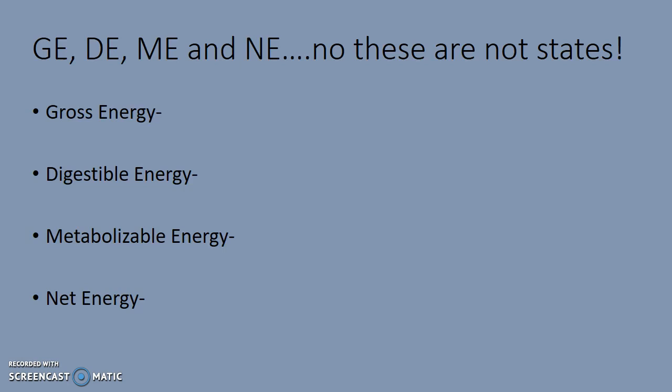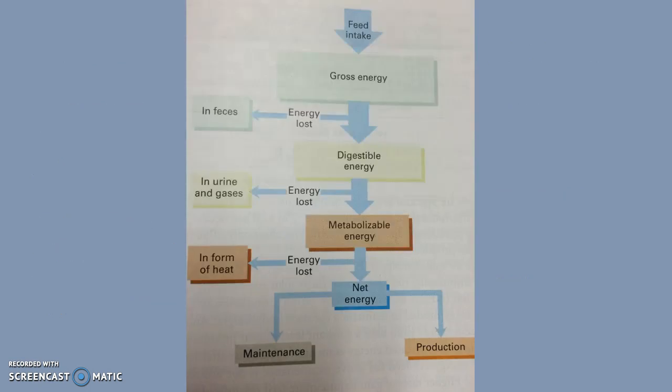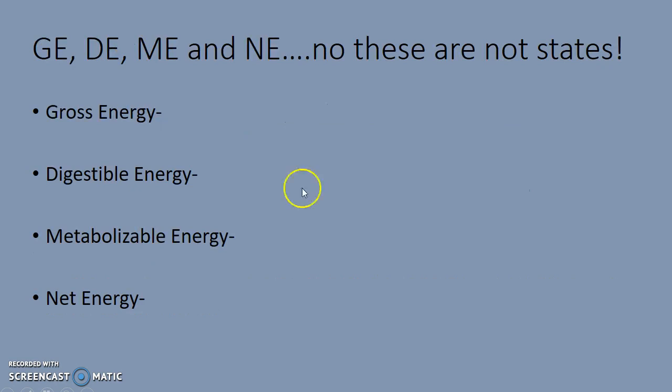So if we work back up the diagram, we talked about that net energy. Now if we work backwards and work back up to these different energy components, GE, DE, ME, and NE. No, those are not state acronyms. We have our gross energy, digestible energy, metabolizable energy, and net energy.